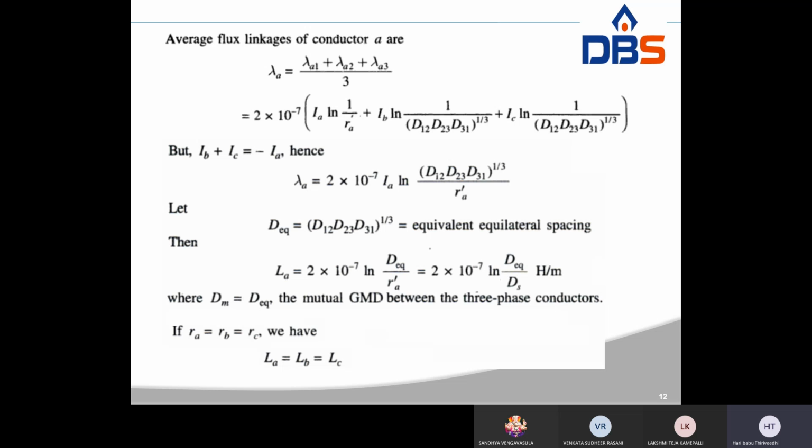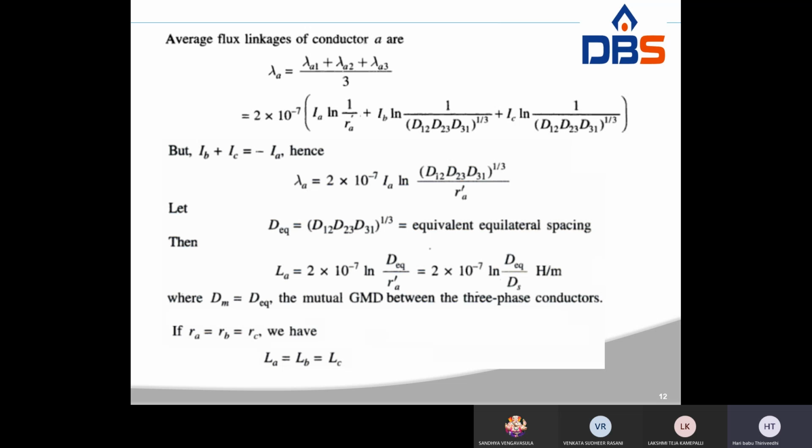IA ln (D12 D23 D31)^(1/3) by RA dash. Suppose symmetrical or equilateral spacing, D12, D23, D31 equal to D. So the cube whole power 1 by 3 cancels, D will be remaining, right? So for symmetrical spacing, it is 2 into 10 power minus 7 ln D by R dash.